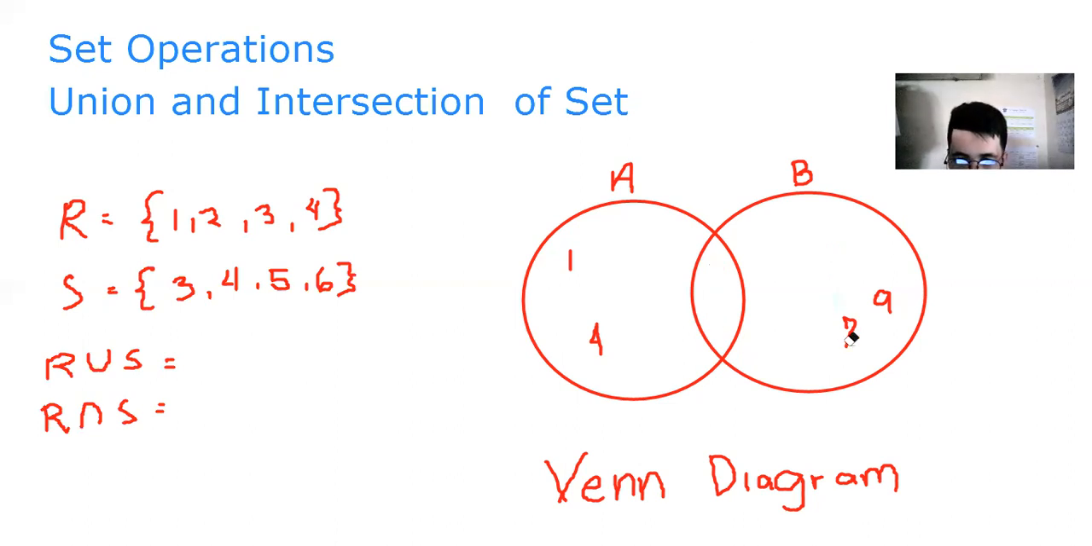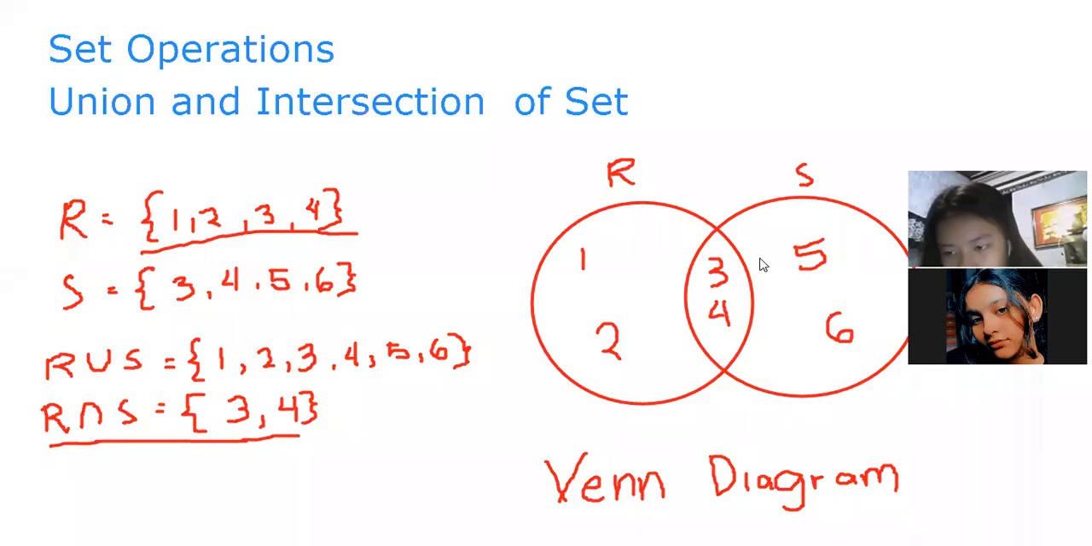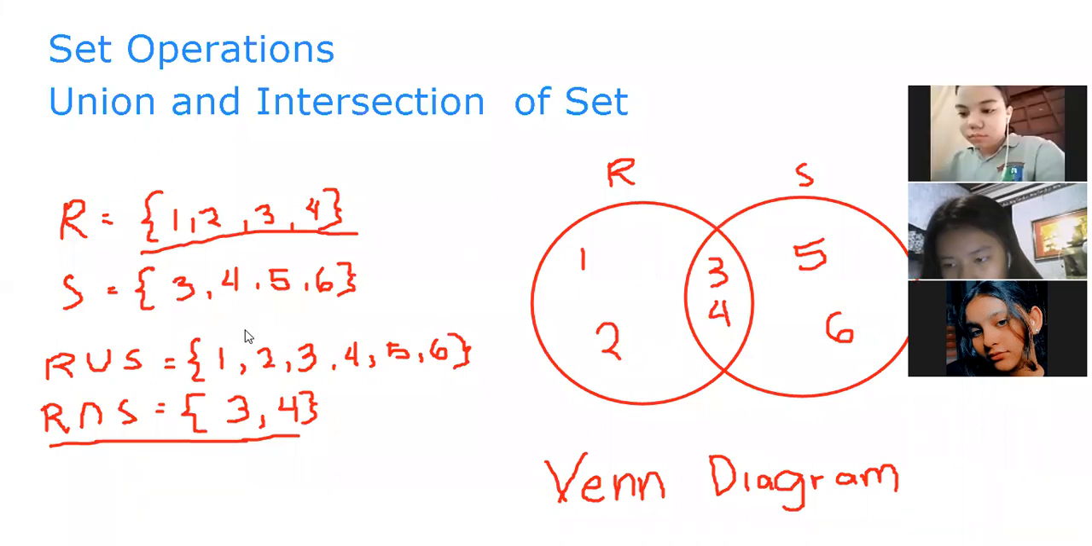So, burahin ko ito. And this must be R and S. So, in your notebook, kindly do this and send your answer in my messenger, okay? Send it to my messenger. Hindi ko na-resume. So, our answer must be like this. Our R union S is 1, 2, 3, 4, 5, and 6. R intersect S is 3 and 4. And the Venn diagram natin will be look like this.